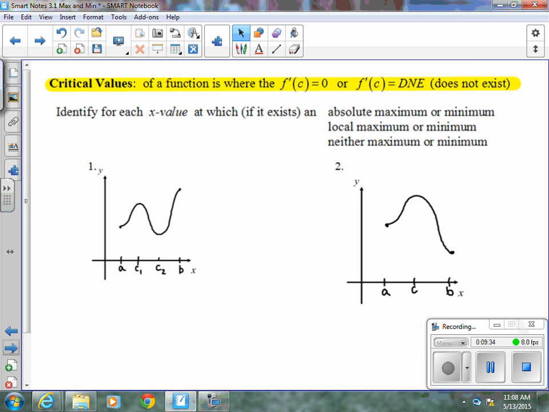Now, critical values, keep this in mind, we'll come back to it a lot, of a function, is where f prime of c equals 0, so where the derivative equals 0, or where the derivative does not exist.